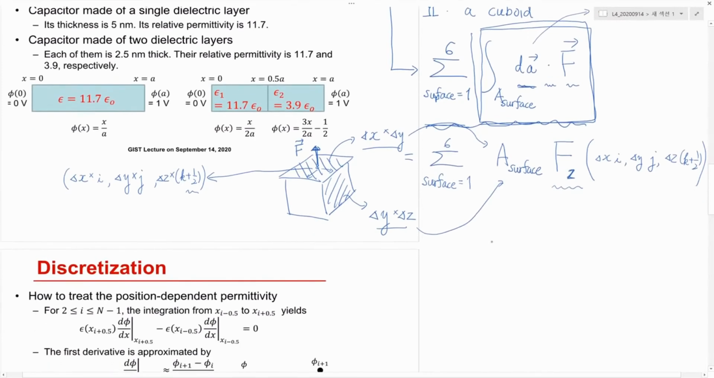So then let me just go to the notation. We have 6 surfaces and the area of the 6 surfaces.